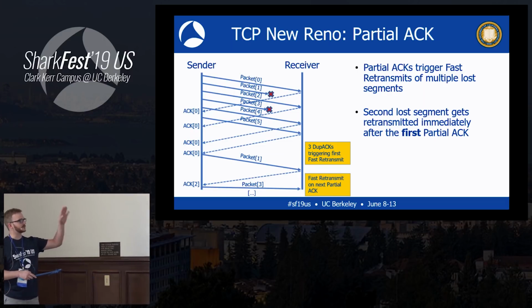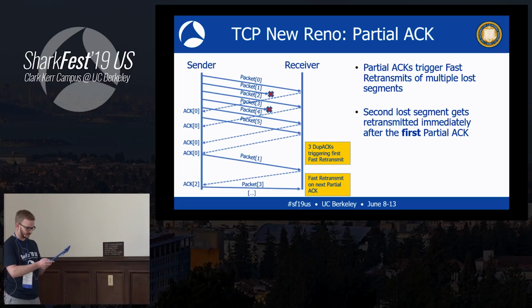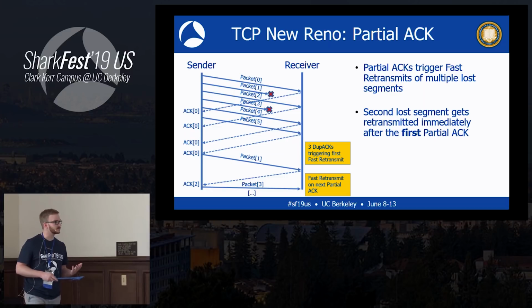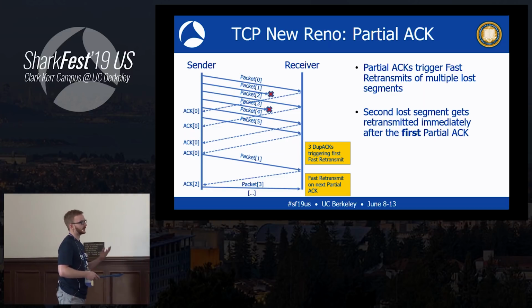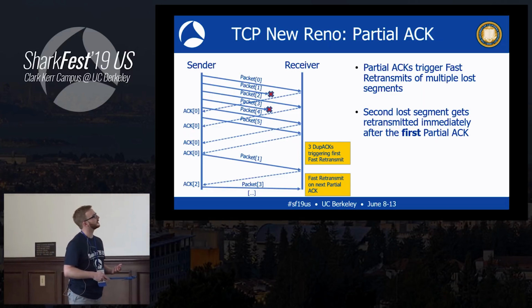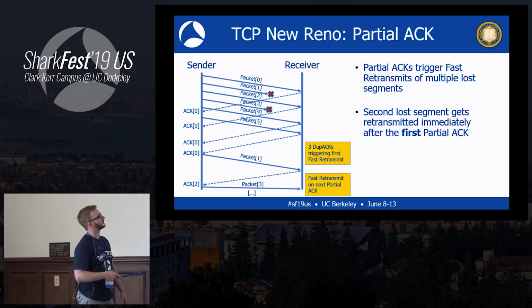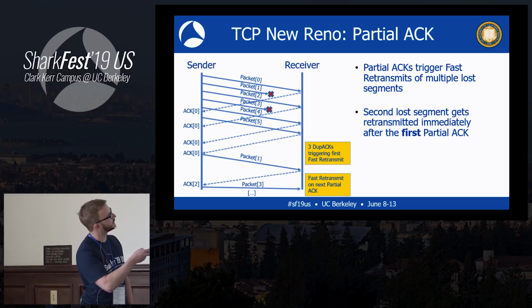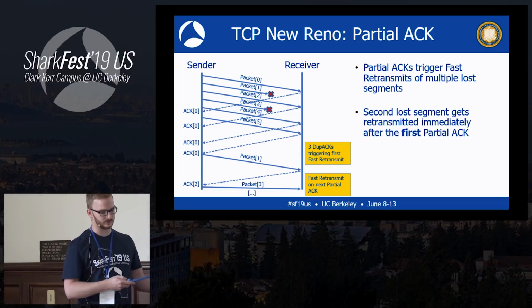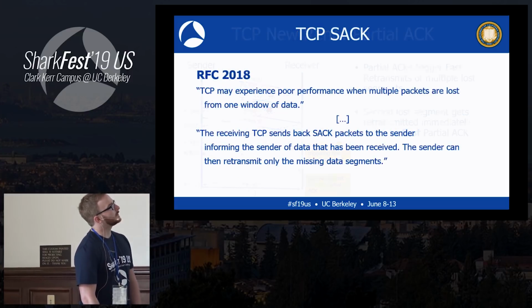Okay, so fast retransmit is happening on the next partial ACK that the sender receives. That is cool, but we still haven't figured out how we can increase the effectiveness of our retransmissions, because we still need to resend all of our data after this packet. So we still need to resend 4 and 5 because they're not yet acknowledged, right?